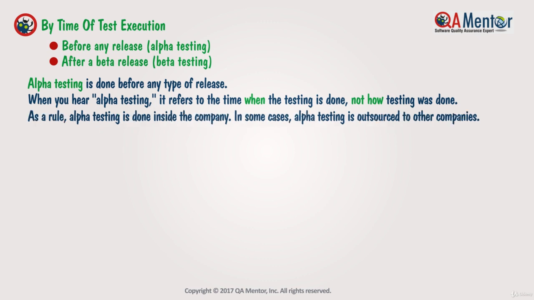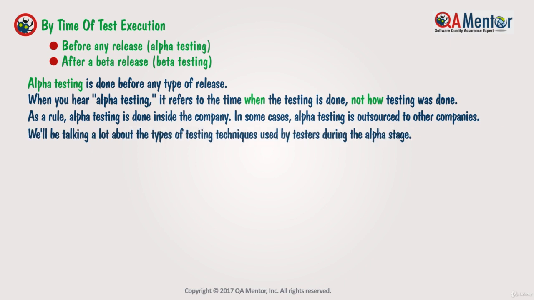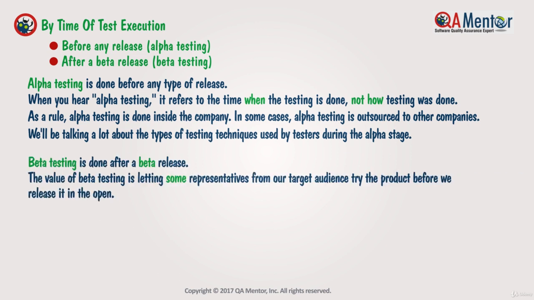As a rule, alpha testing is done inside the company. In some cases, alpha testing is outsourced to other companies. We'll be talking a lot about the types of testing techniques used by testers during the alpha stage. Beta testing is done after a beta release. The value of beta testing is letting some representatives from our target audience try the product before we release it in the open.